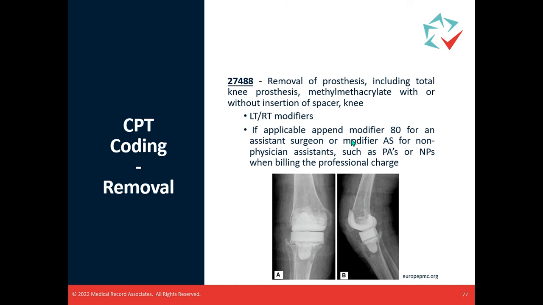Removals code to 27488, and they will include the insertion of a temporary spacer if that's performed. And here you can see what that spacer looks like. It's just a block that's bridging that gap there between the femur and the tibia.